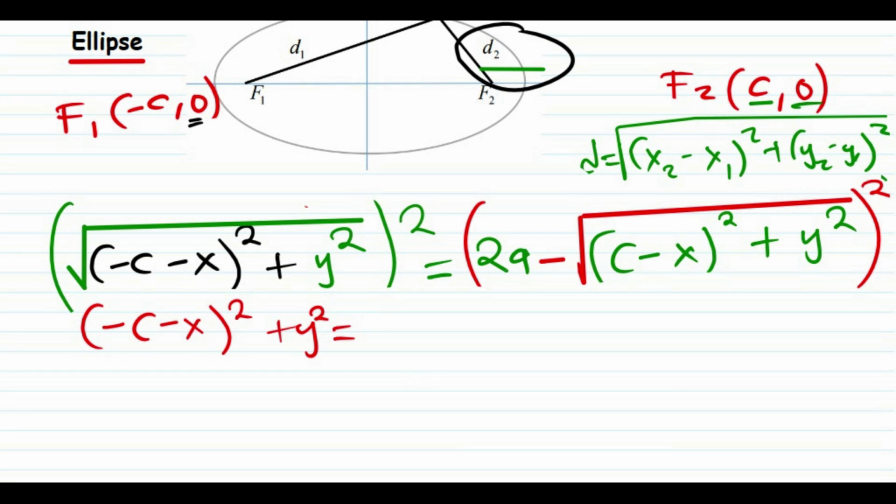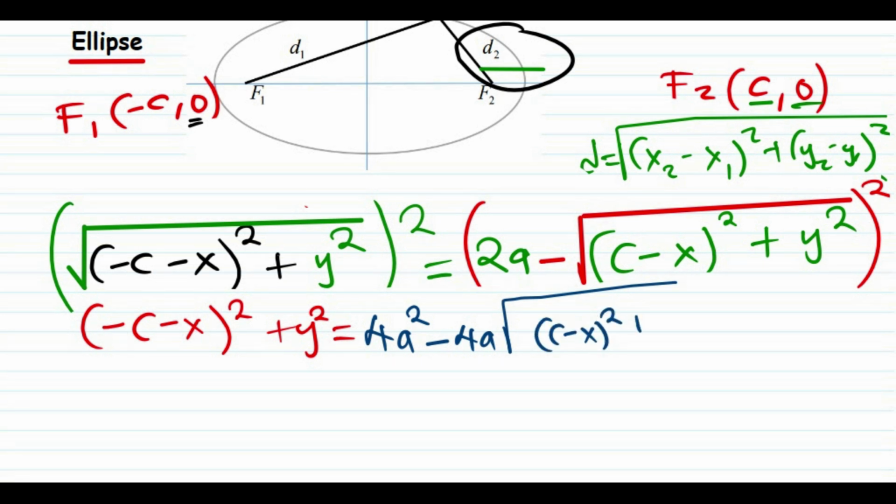2a times 2a is the first expression that comes. That's going to be 4a squared, and then 2a times that will be negative 2a of that, and it will come back twice, so it's going to be negative 4a, and then the square root of c minus x squared plus y squared. And then when you multiply the radical by itself, you remain with what is underneath. So c minus x squared plus y squared, the radical just disappears, right? I believe you know that.